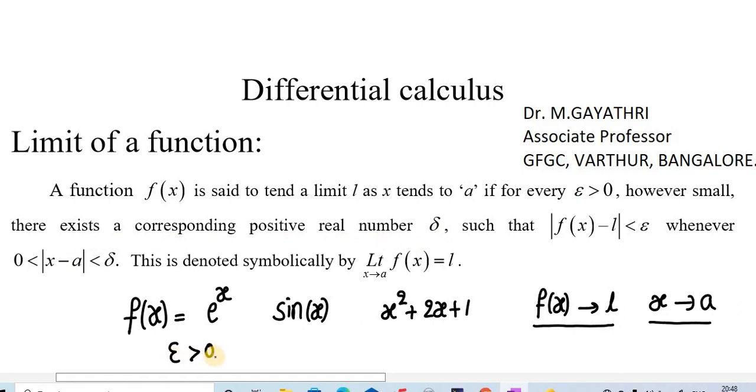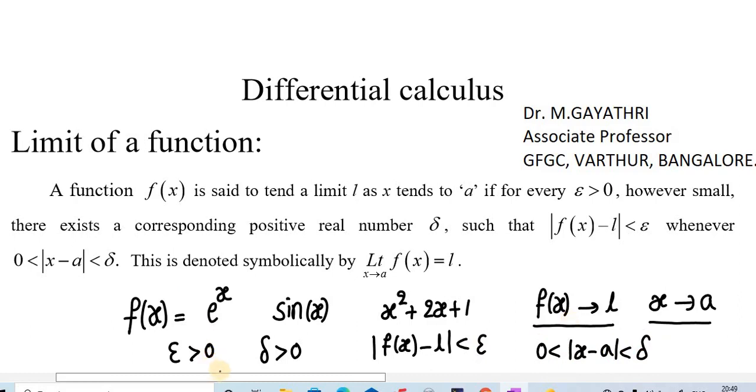That means for each epsilon greater than 0, there exists delta greater than 0, such that modulus of f of x minus L less than epsilon whenever 0 less than modulus of x minus a less than delta.